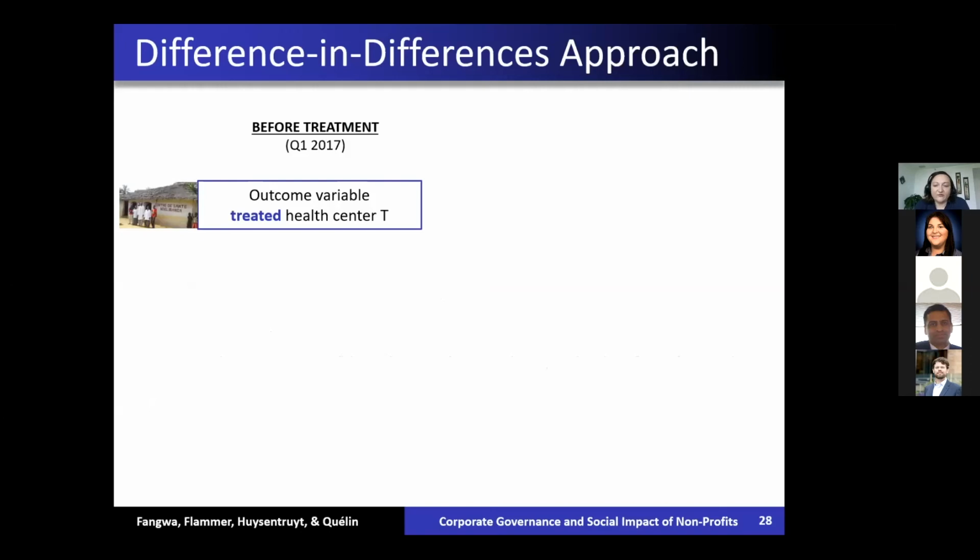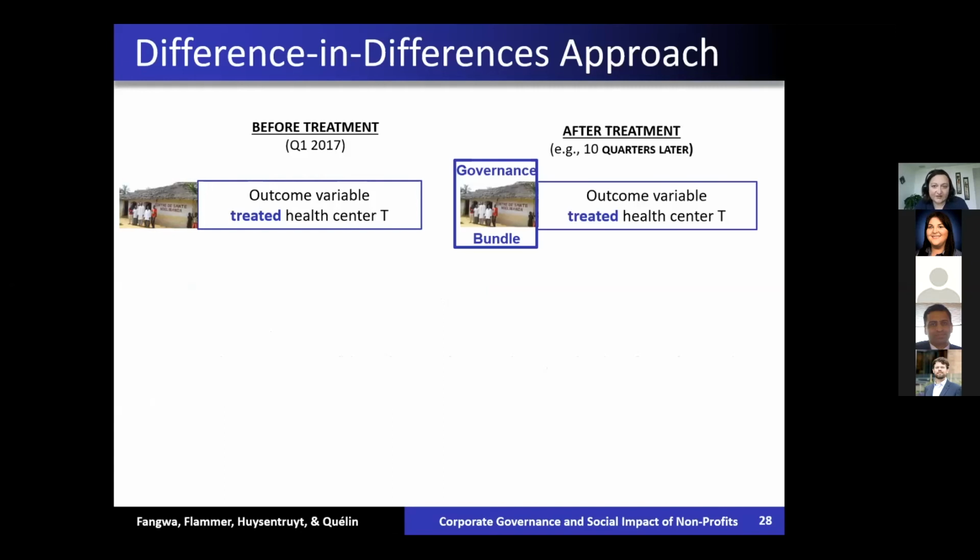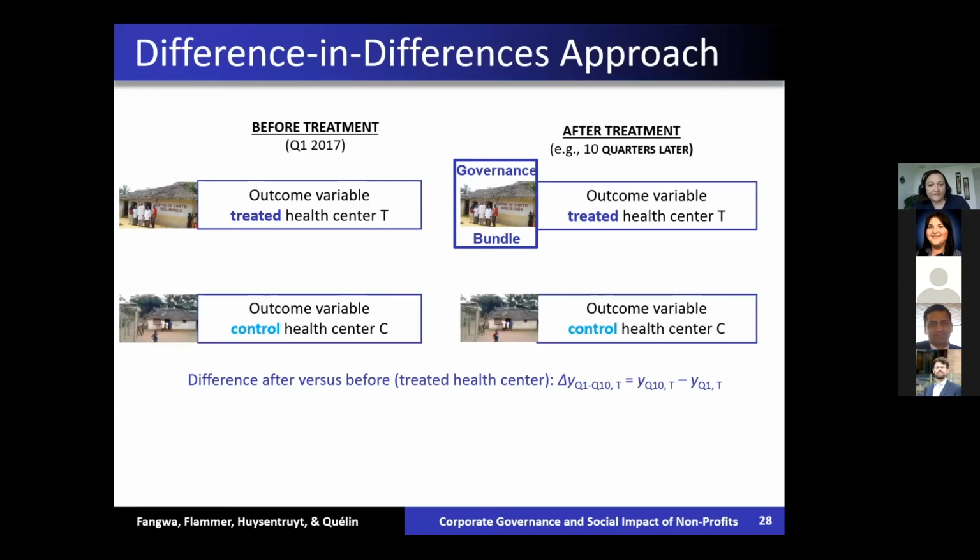Let's assume we have Health Center T, which in Q1 of 2017, for random reasons, adopts a governance bundle. To estimate the effect of governance on the outcome variable of interest, such as number of babies born alive, we compute the difference of Y before versus after at that health center. Now, would we only consider this first difference, it's possible we would capture changes in the economic or social environment, for example, a general improvement in global health. And so to account for this, we use a control group, let's say Control Health Center C, which for random reasons in Q1 2017 did not adopt the governance bundle.